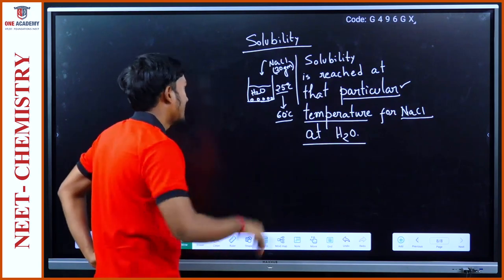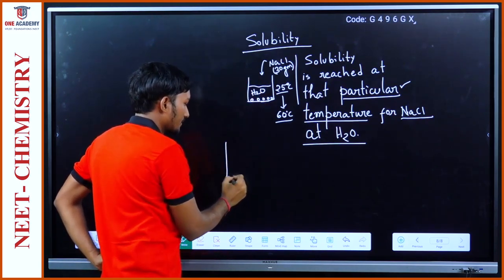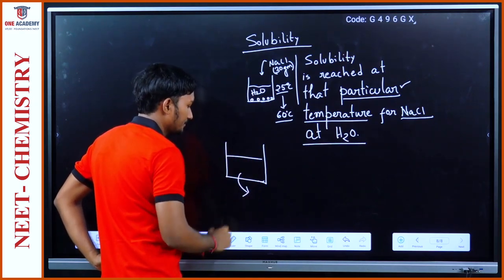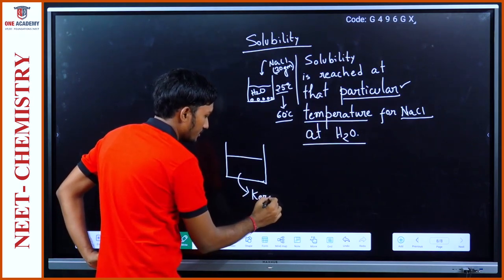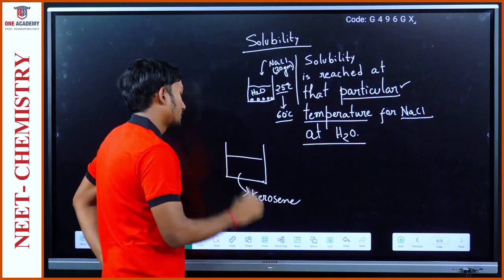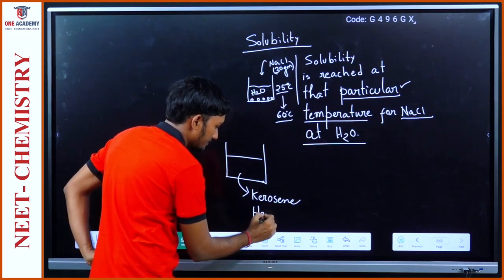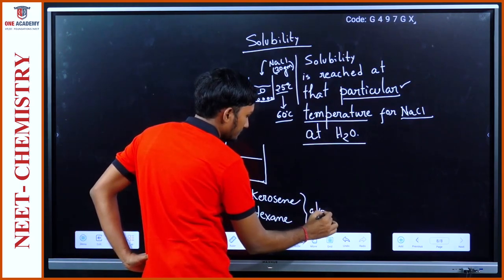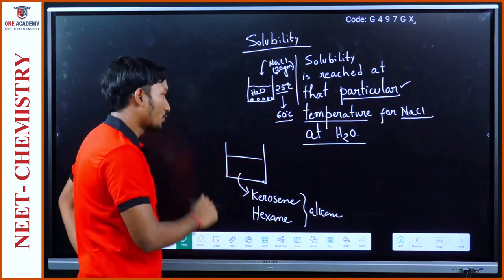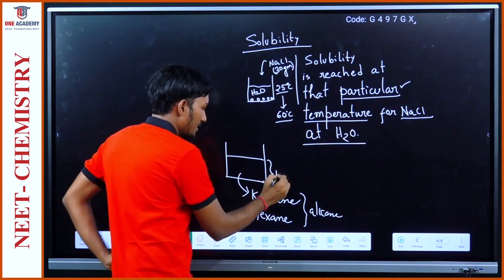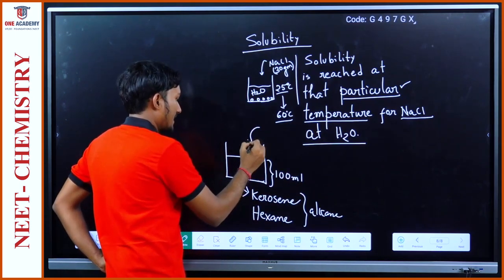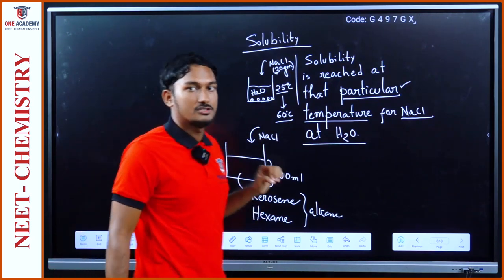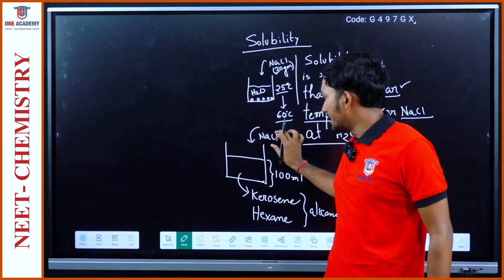But what will happen if I change the solvent? Suppose instead of H2O, I have taken some, let's say, kerosene. Do you know kerosene? Or suppose, let's say, hexane. These are all alkane type of compounds, so these are non-polar. If I take 100 ml of that and add NaCl, I will see that it will not be dissolved at all, because NaCl is polar and the solvent is non-polar.